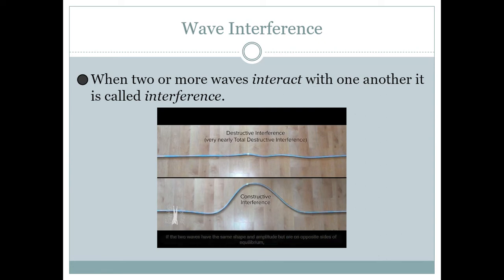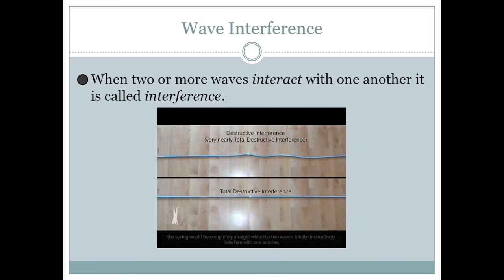If the two waves have the same shape and amplitude, but are on opposite sides of equilibrium, then we do get total destructive interference. The reality is that it is difficult to show a real example of total destructive interference because the two waves need to be perfect inverses of one another. It's okay, Mr. P. I can see exactly what you were talking about. If it was total destructive interference, the spring would be completely straight while the two waves totally destructively interfere with one another, right? Thanks, Billy, and yes, you are correct.